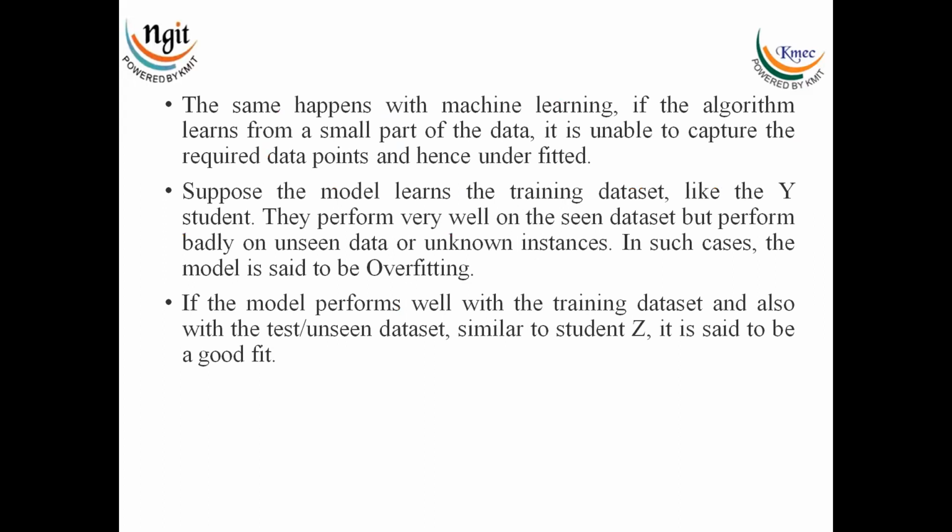In the same way, the same thing happens with a machine learning algorithm also. If the algorithm learns from a small part of data, it is unable to capture all the features which can be present in the data. So there is a possibility of underfitting. It means the model is not performing well during the training itself. And in the same way, suppose the model memorizes the training set data like Y, so it will perform well on the seen data, but there is a possibility that it is not performing well on unseen data. So this is called overfitting.